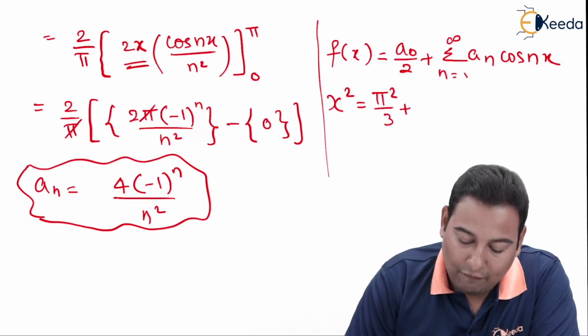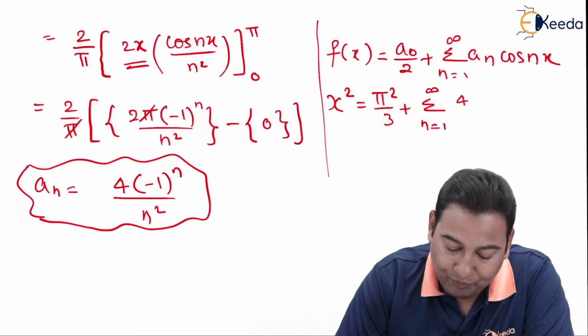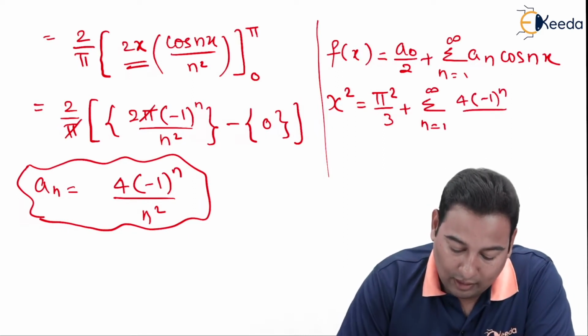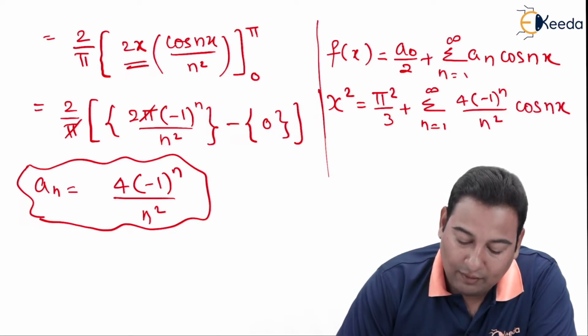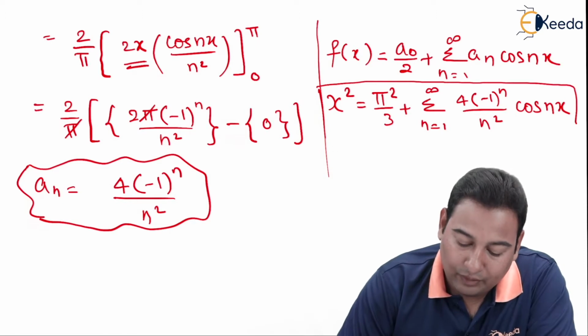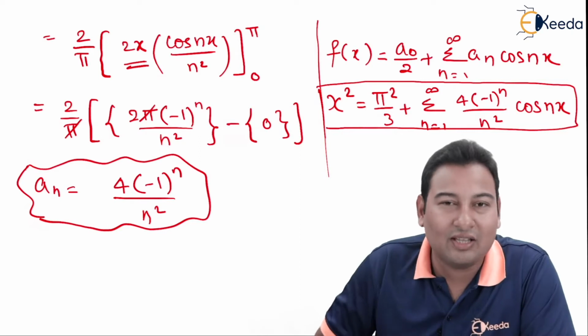Plus summation of n is equal to 1 to infinity an. An value we got as 4 minus 1 raised to n upon n square into cos nx. This is the required Fourier series that we got. We are not done with the problem. What else is asked in the problem? Let's check.